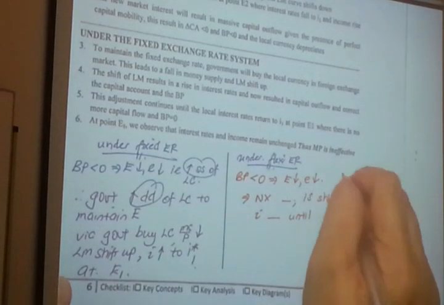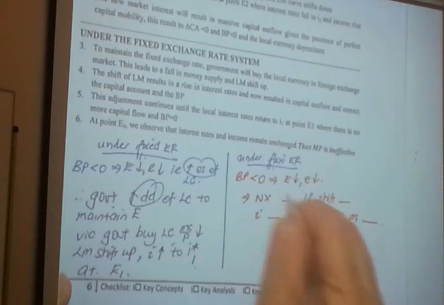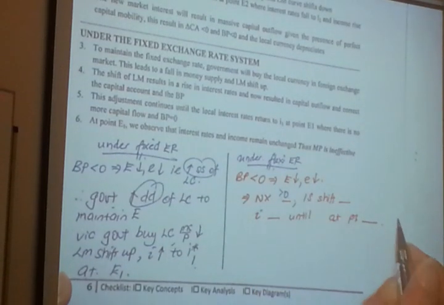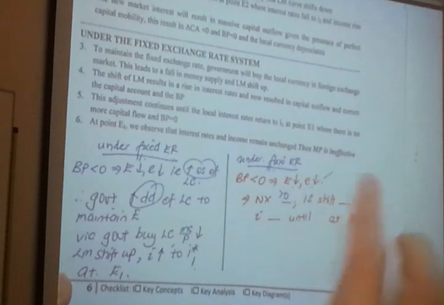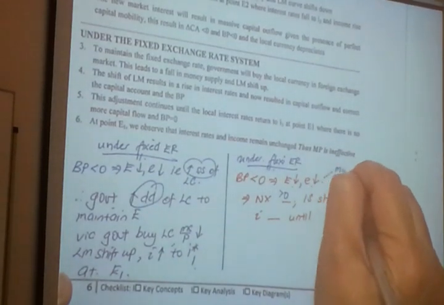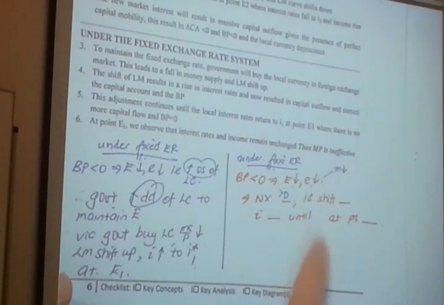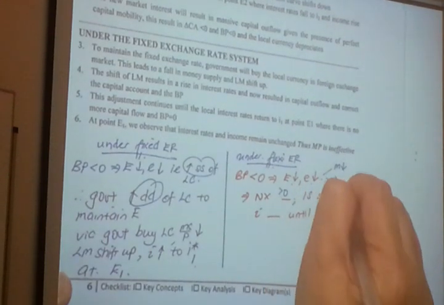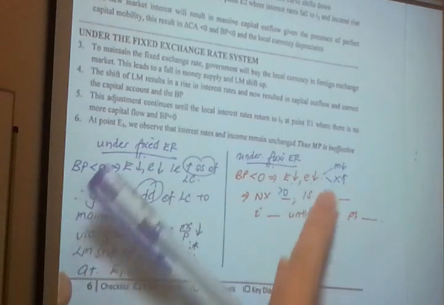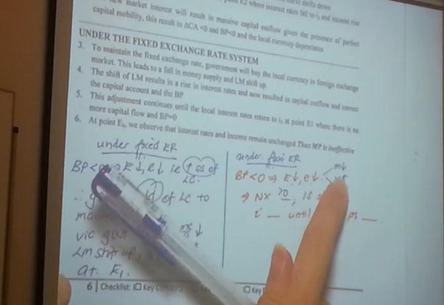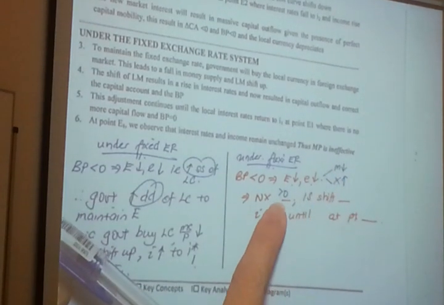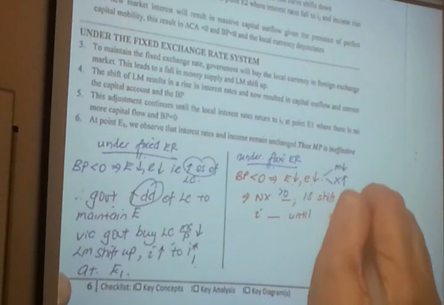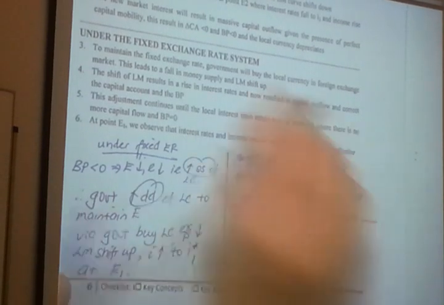Okay, so NX in this case should be positive. If you're not sure, your purchasing power went down, so imports go down, right? You can't afford foreign goods anymore. But foreigners enjoy their purchasing power, so they buy our goods. So X goes up, M goes down, NX is now positive, and IS will shift to the right.